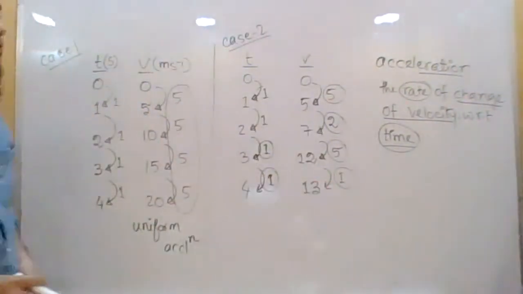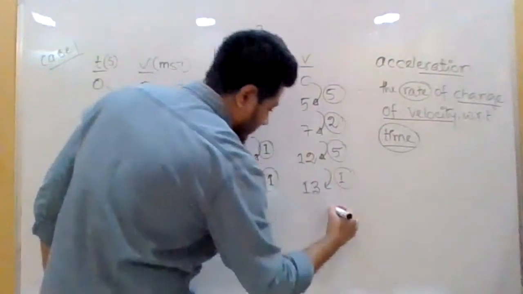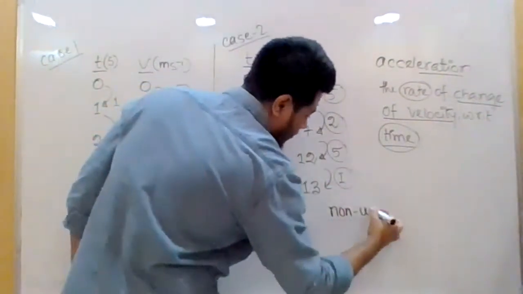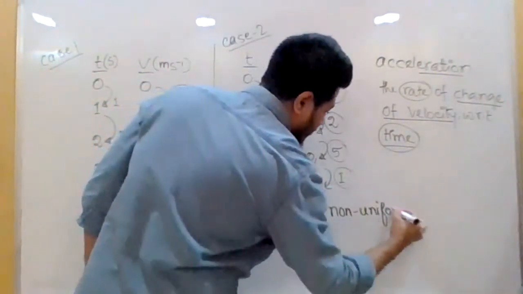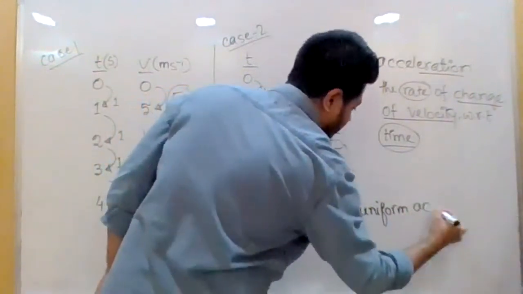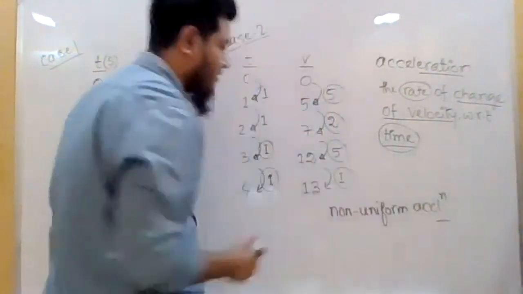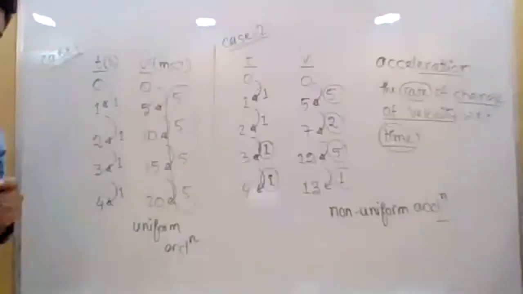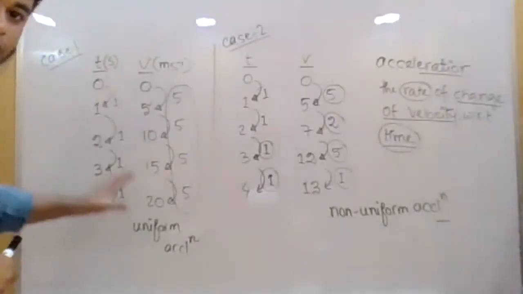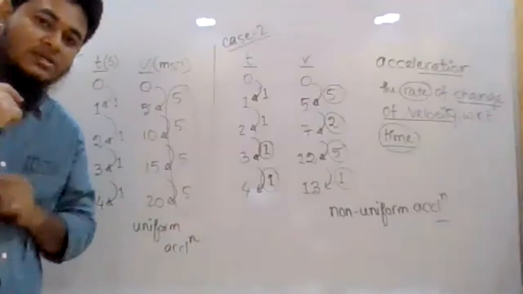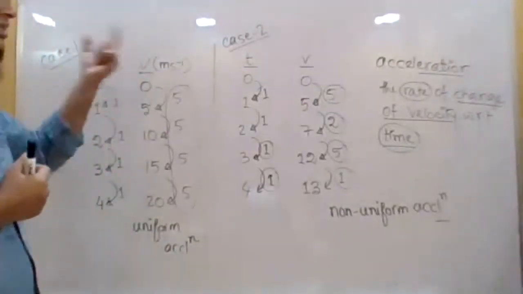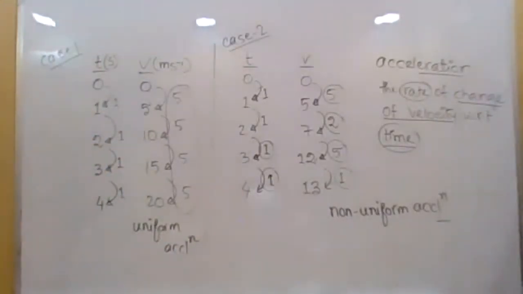Acceleration. No difference. So non-uniform acceleration. Non-uniform means they will change. They will not remain same. So this is the difference. Okay. Now, if you are clear with uniform acceleration and non-uniform acceleration, then I will discuss case 3. That is another case.